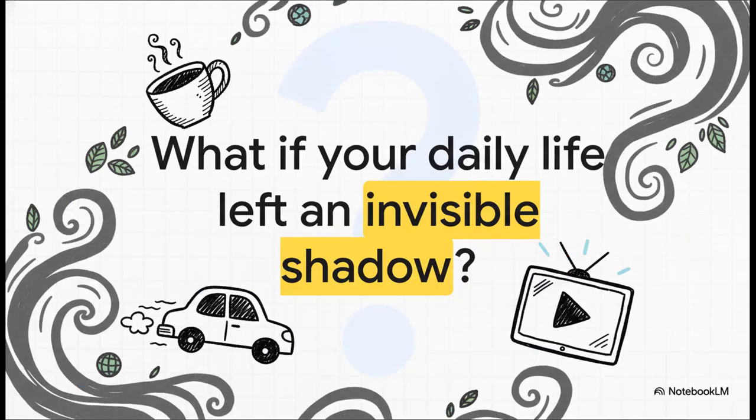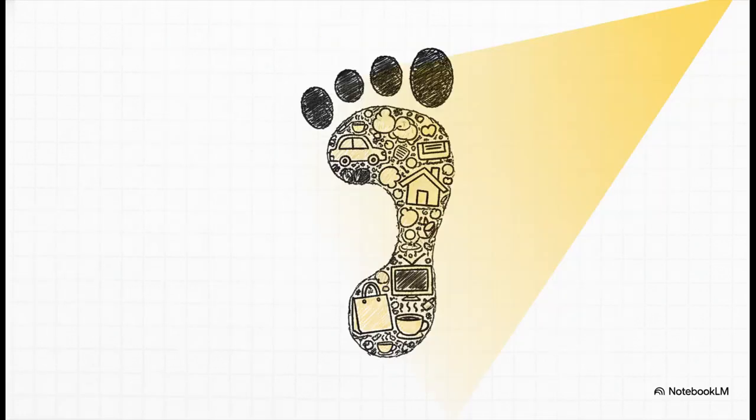So let me start with a question for you. What if everything you did today, that coffee you grabbed, your commute, the show you're going to stream later, what if all of it left behind an invisible shadow on the world? Well, it does. That shadow has a name. It's your carbon footprint. It's the real, measurable impact of your life on the environment. And today, we're going to figure out how to switch on the lights and see it clearly.